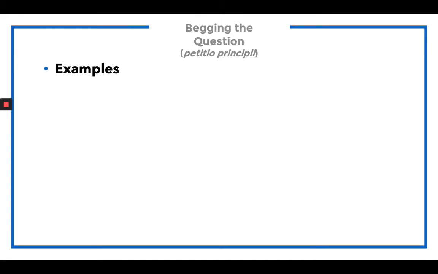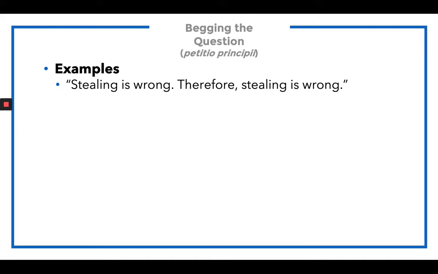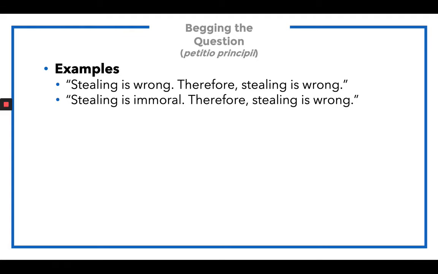Here are some examples. Someone might say stealing is wrong, therefore stealing is wrong. That's a really obvious case of begging the question. The premise is stealing is wrong, the conclusion is stealing is wrong. Obviously this argument begs the question. But we can make this less obvious. If I said something like stealing is immoral, therefore stealing is wrong.